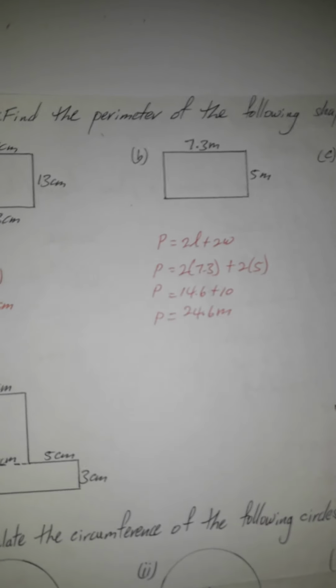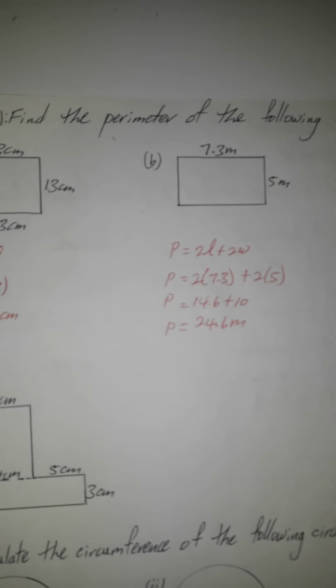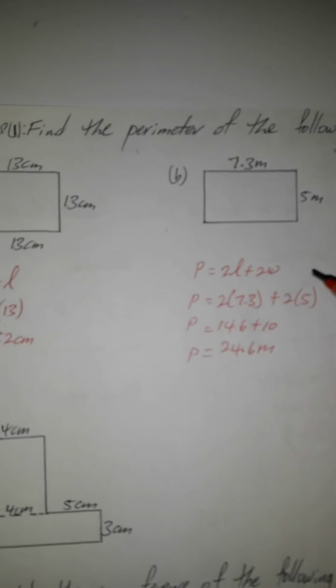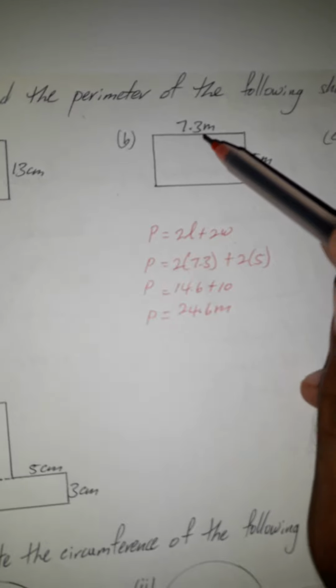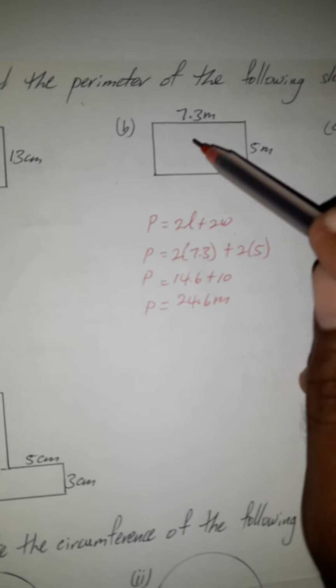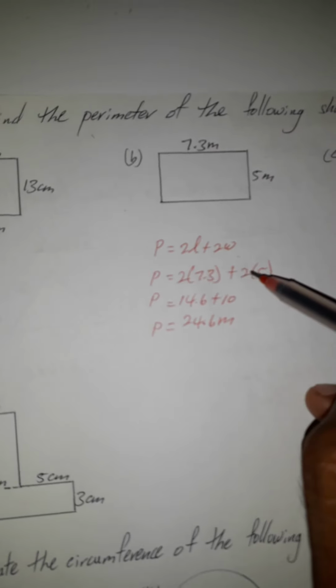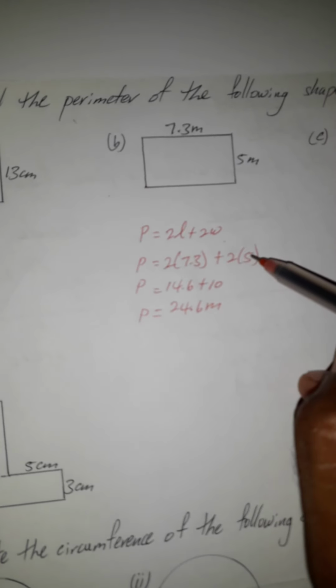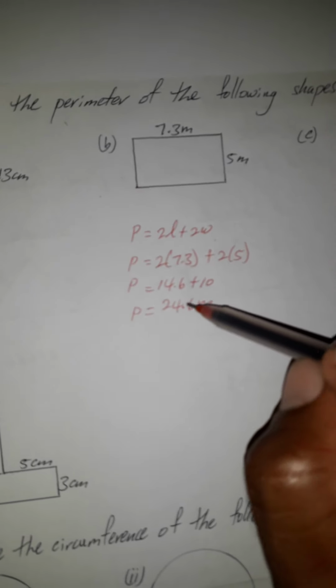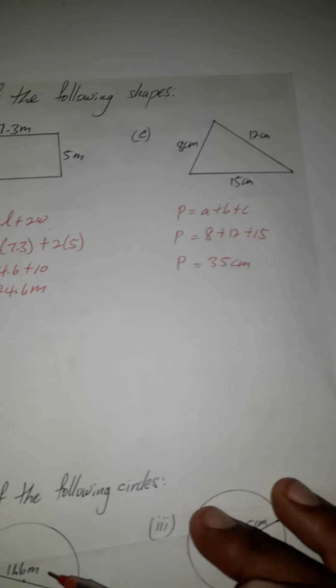Good. Here we have our rectangle. The perimeter of the rectangle is 2 length plus 2w. So it's 2 times the length. The length here is 7.3, and the width is 5. So 2 times 7.3 will give us that. 2 times 5 is that. And then we add. That's how we got the perimeter.